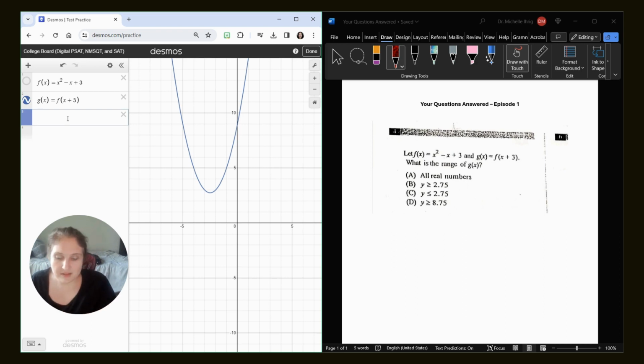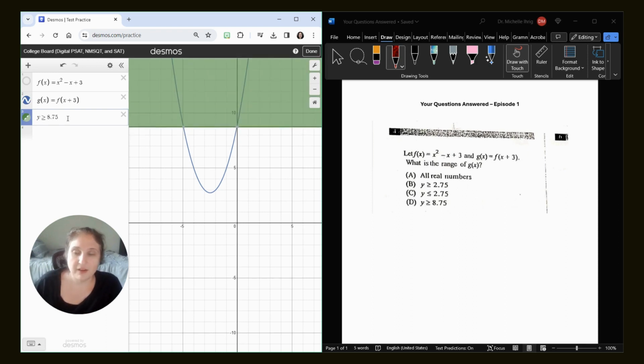What I mean by that is we're going to start at D. I'm going to put y is greater than or equal to 8.75. Well, if we look at that, we can see that that cuts the parabola. There are all those numbers underneath that aren't in the green area. So it's not letter D.